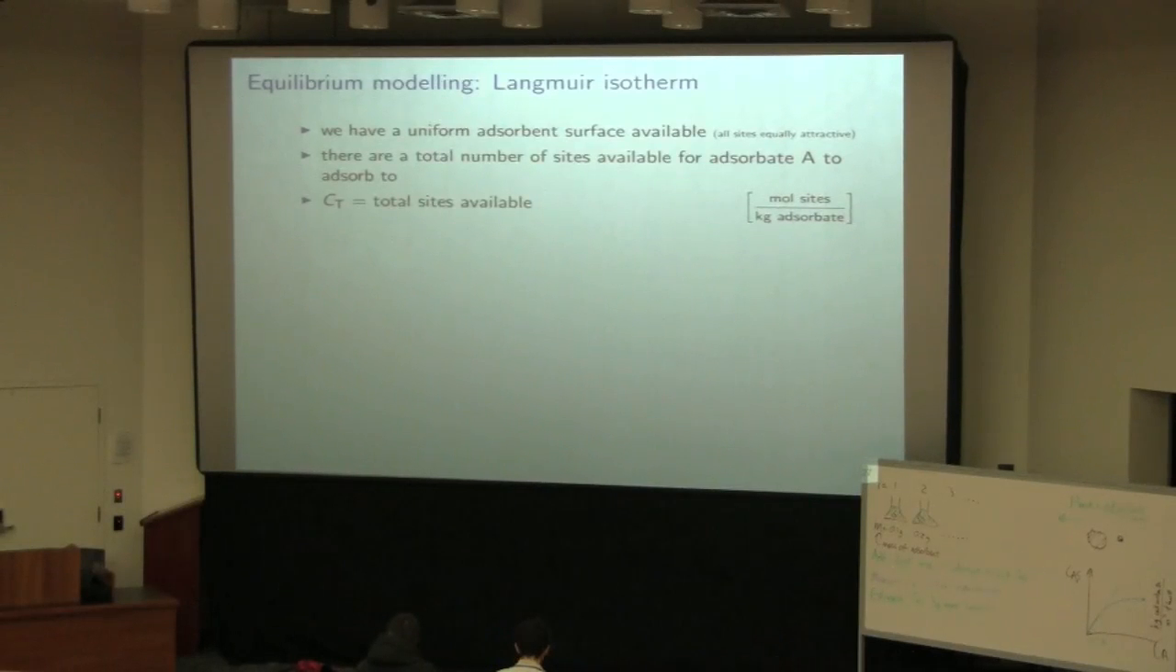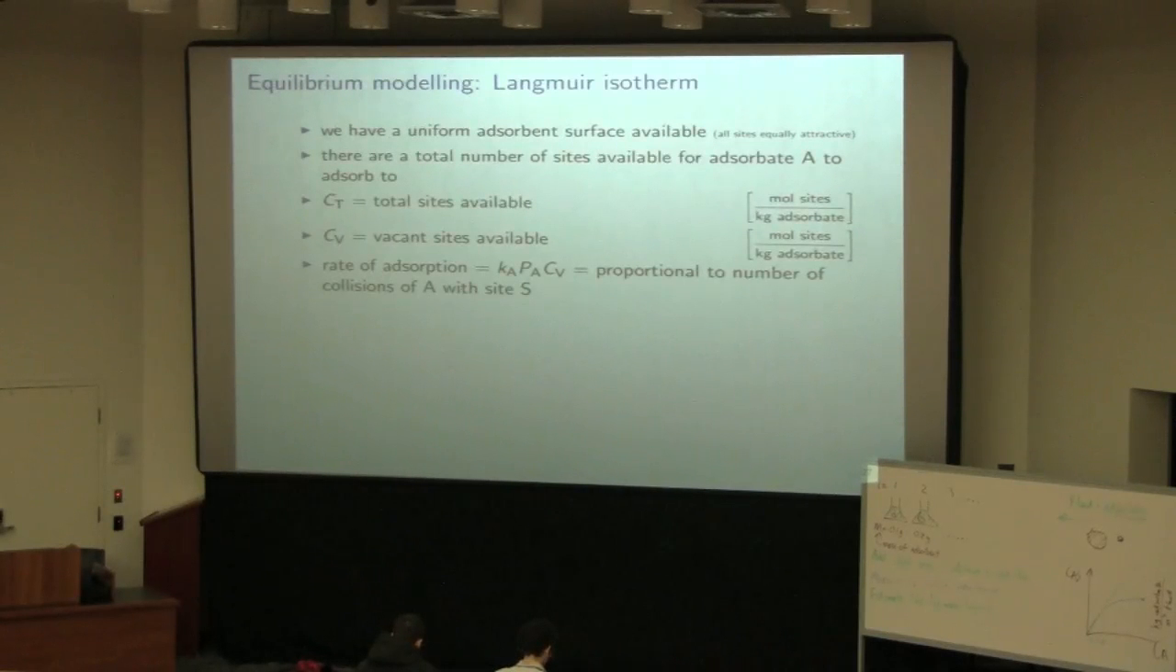And we'll consider CT sites available. So there's CT locations. It seems a little bit unusual that I'm using moles of sites per kilogram of adsorbent, but it really shouldn't be too unusual because the concept of a mole is simply Avogadro's number. So I could count up the number of sites available as a number divided by Avogadro's number, and I'm essentially getting moles of sites. So we're working with a molar quantity, moles of sites per kilogram of adsorbent. That's quite okay. At the end, CT is going to disappear, so we don't really care too much about how we quantify it.